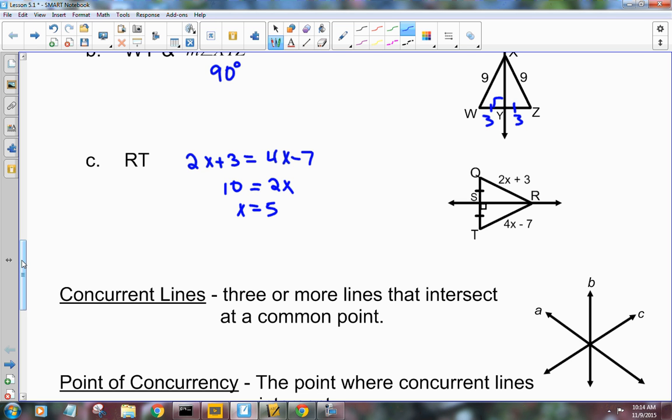But it's asking me to find the length of RT, so then I have to go back and find that length. RT is 4x minus 7, so that's 4 times 5 minus 7. That's 20 minus 7. So that tells me that RT is what? 13. Good.